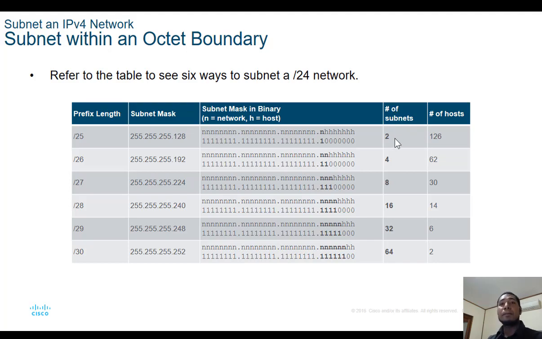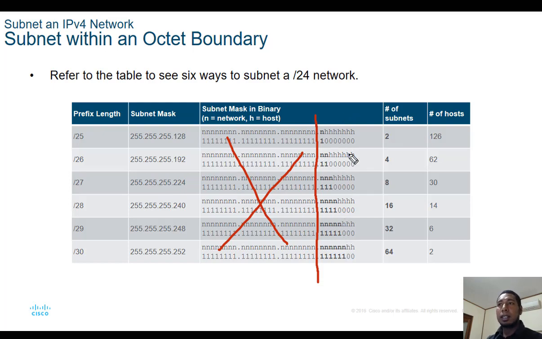Remember, boundary line. This is where our boundary is. We don't touch what's on this side. It's fixed. So you're only working with this last octet.